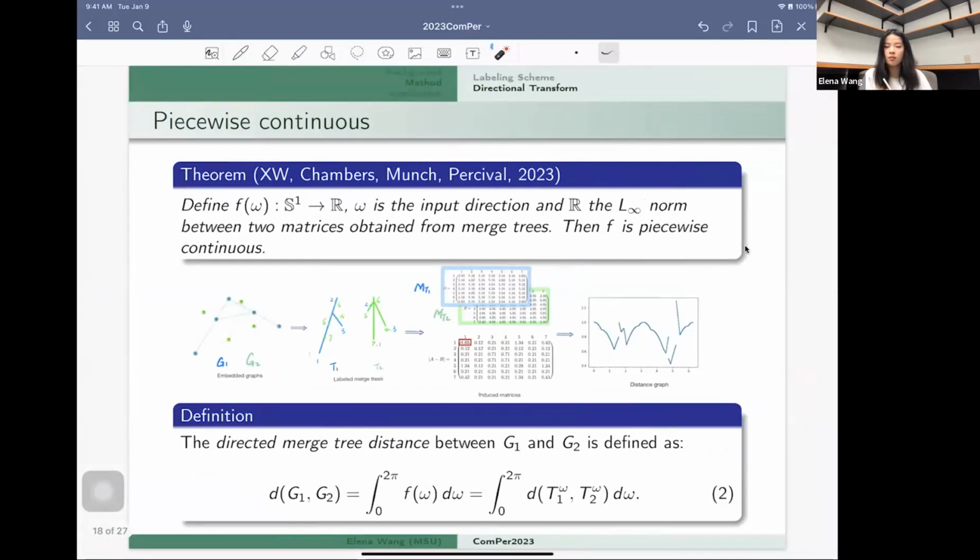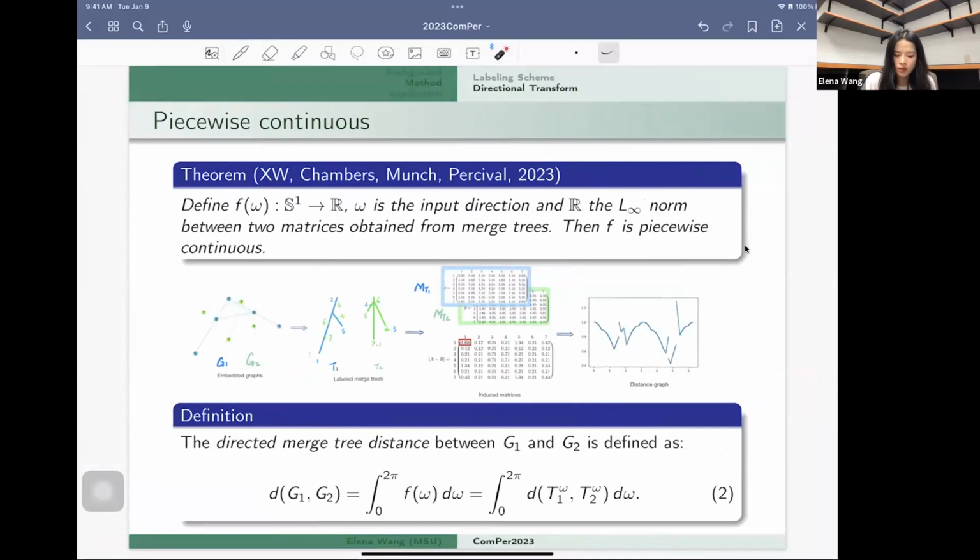And this is important for our main theorem of the paper: if we define a function that takes the direction as the input and the L infinity norm between the two induced matrices obtained from the merge trees as the output, then F is piecewise continuous.